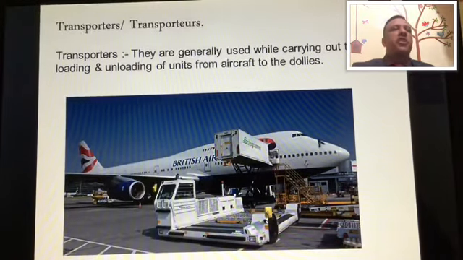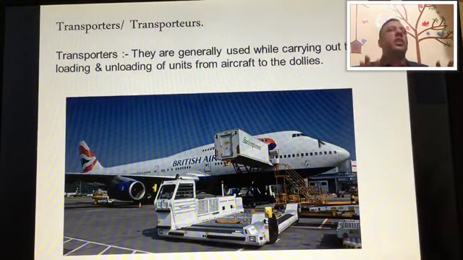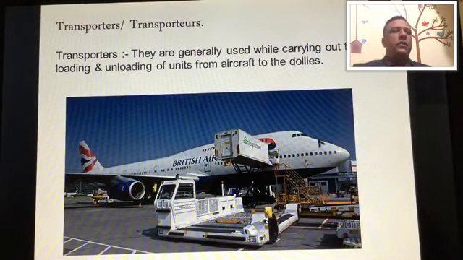Okay, so what is a transporter? I have discussed the transporters. This is also one kind of equipment which is being used in ground handling and ramp operations. Transporters are generally used while carrying out loading and unloading of units from the aircraft to the dollies. This is a transporter which is being used for loading and unloading of the aircraft.